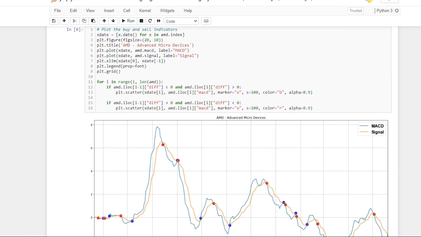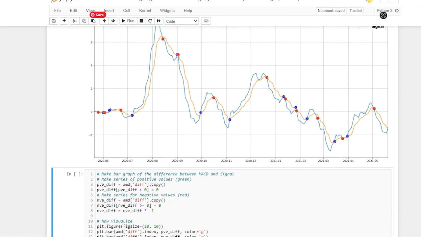MACD is often accompanied by a bar plot. This plot gives an excellent presentation of when the stock price is bullish and where it's bearish. This is an example of Python code using stock trend analysis to generate trading signals.